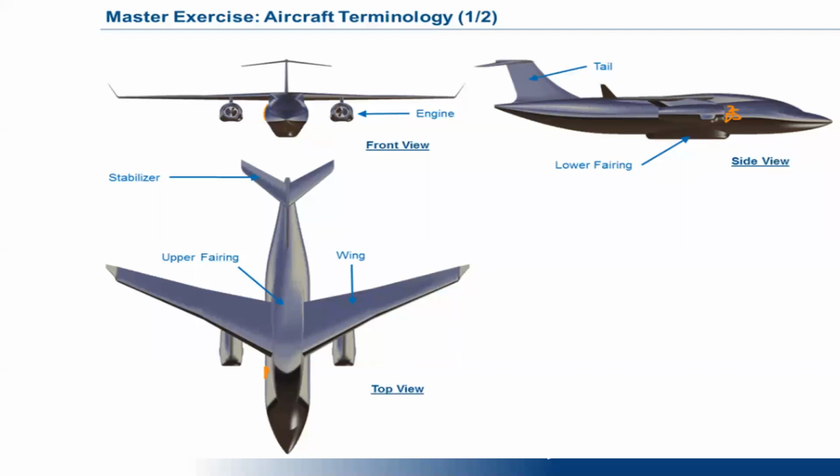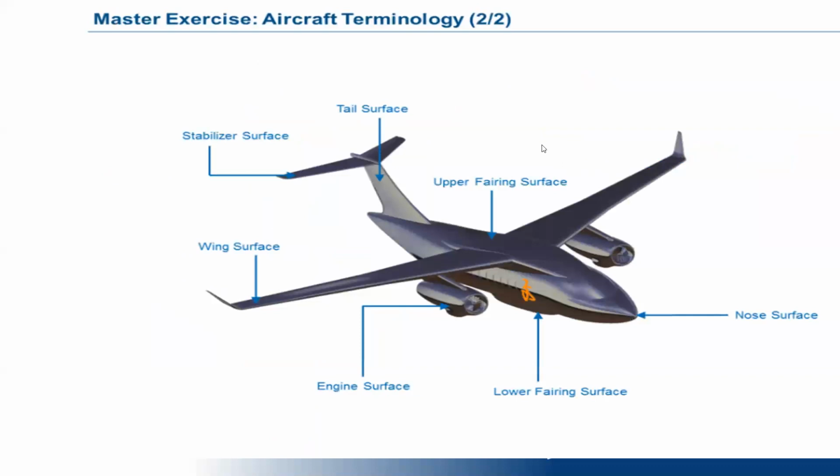This is the typical parts of a single aircraft. The aircraft will have a nose surface, a lower fairing surface, an upper fairing surface, an engine surface, a wing surface, stabilizer surfaces, and a tail surface. These are all the basic surfaces of an aircraft.